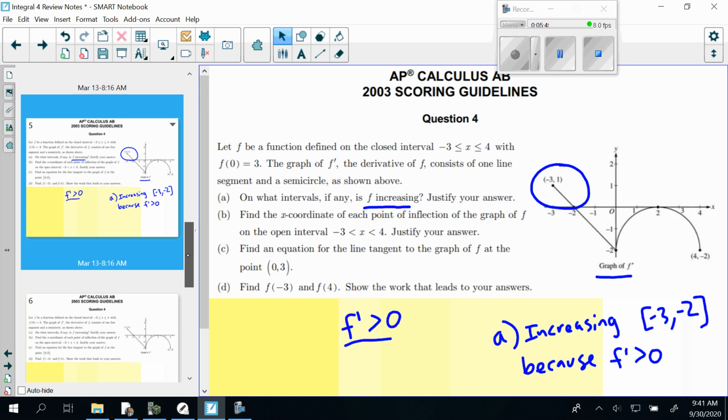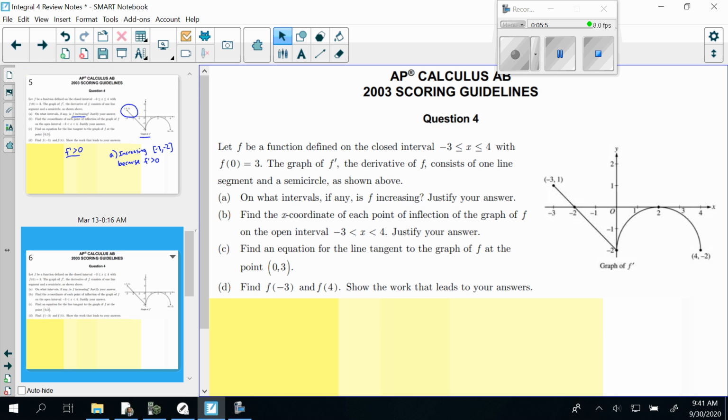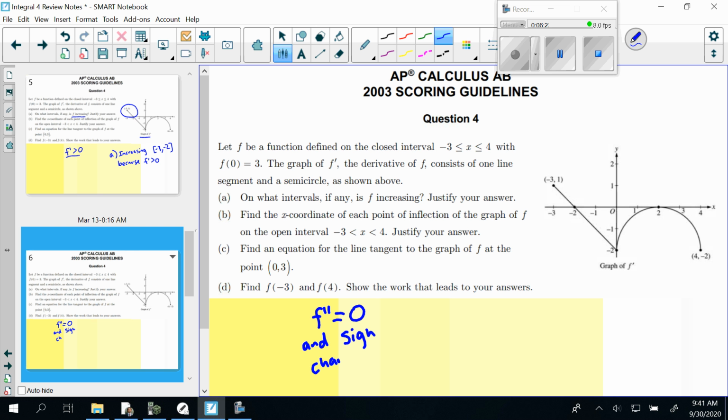All right, let's look at part B. It's the same question. Find the x coordinate of each point of inflection of the graph of f on the open interval from -3 to 4, and again, justify your answer. Okay, so we know inflection points happen where the second derivative is equal to 0, and you got to make sure not just that it's equal to 0, but that the sign changes from either positive to negative or negative to positive.